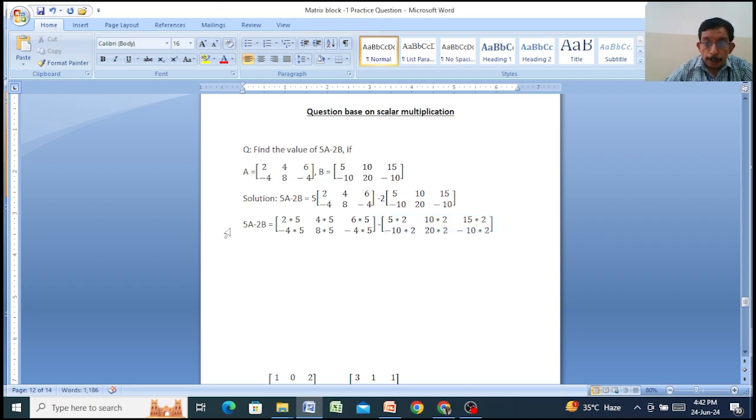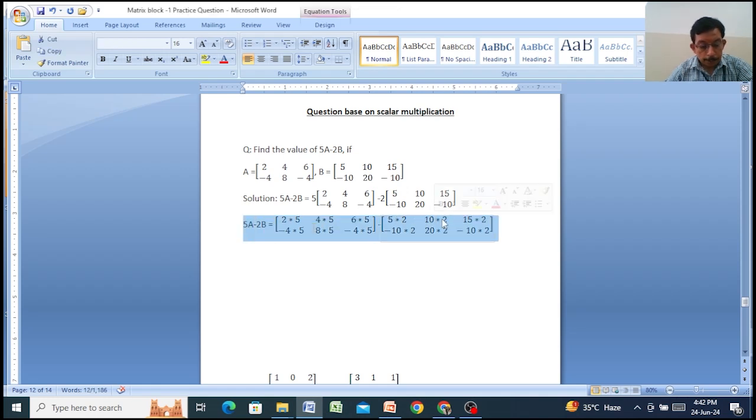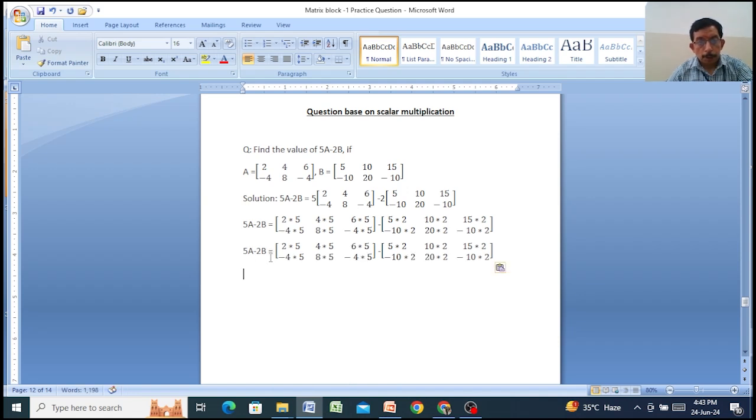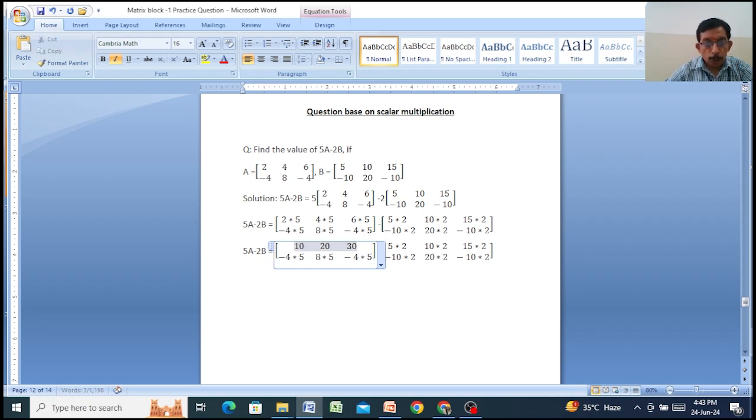Now solve this matrix in the next step. 2 into 5, the value is 10. 4 times 5 is 20, now we put the value 20. 6 times 5 is 30, now put the value 30 in the given position. 4 times 5 is 20, minus 20. Put down minus 20.